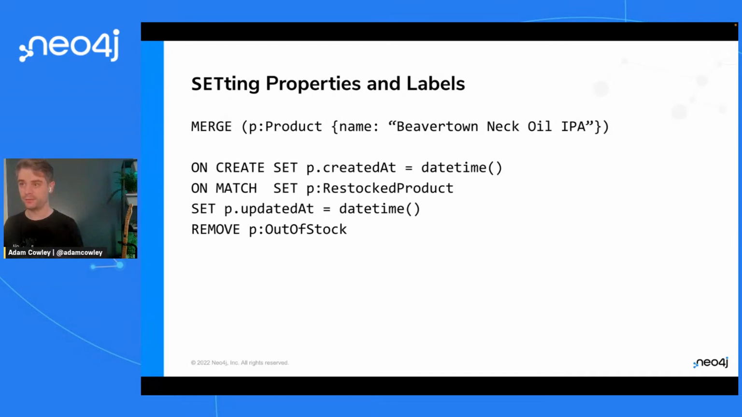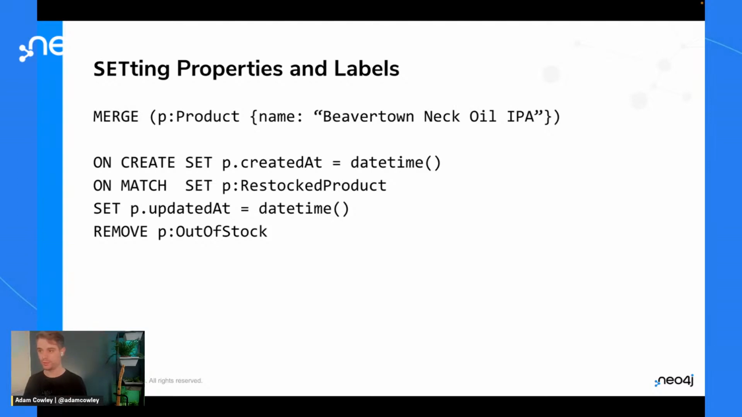Cool. So regardless of whether we use create or match, we can use set or remove. But in this example with the merge statement, we can set properties and create labels conditionally. So what this is saying is we use the merge statement to merge a product node with the name of Beavertown Nickel IPA. And then we can say on create, so if the node is first created with this query, then we can set this property, the createdAt property, to be the current date and time.